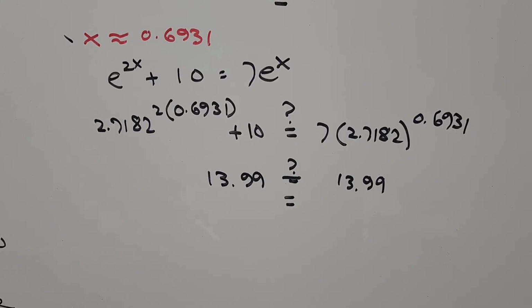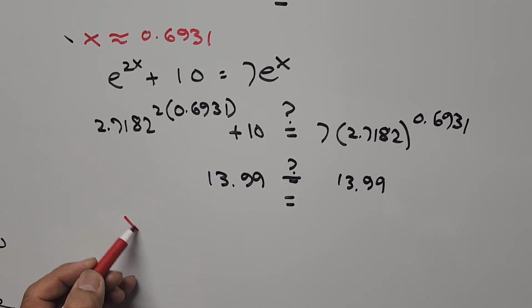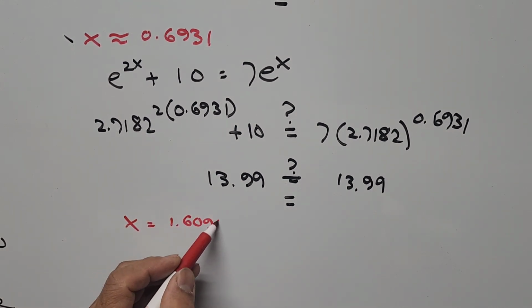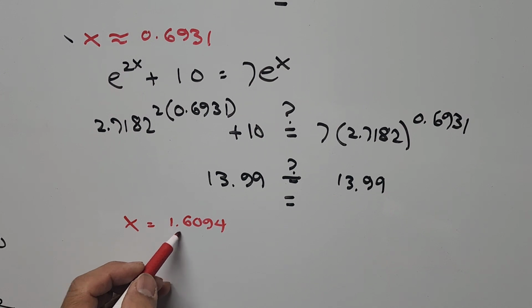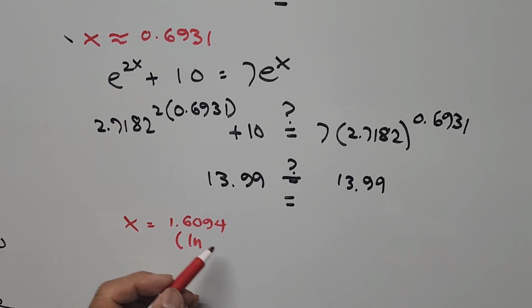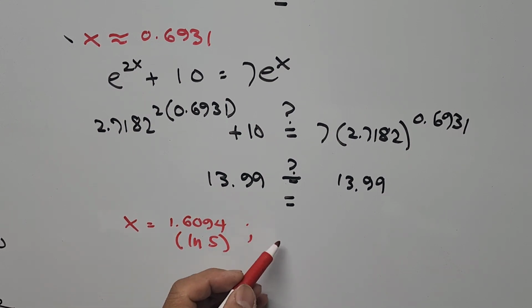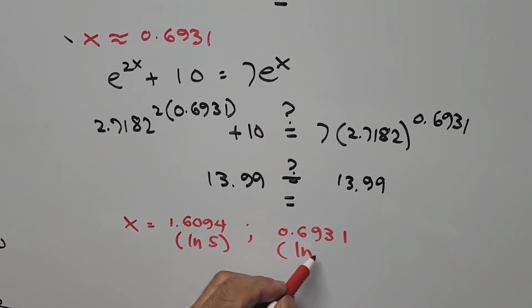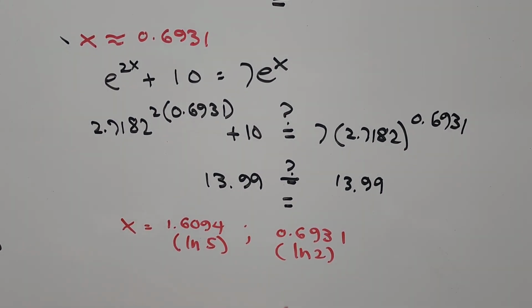So we have here now the values of x. The first value is equal to 1.6094, that is natural logarithm of 5. And the second value is equal to 0.6931, and this is natural logarithm of 2. So these are the values of x. Final answer.